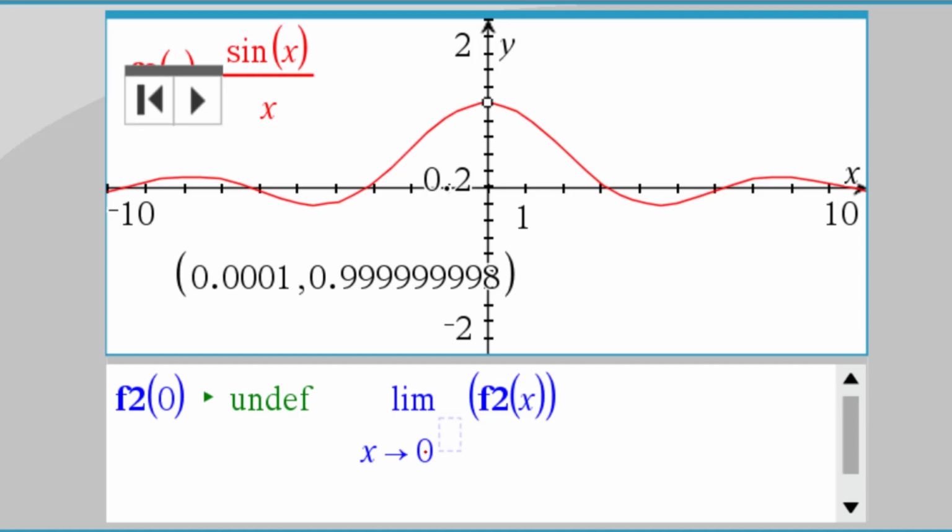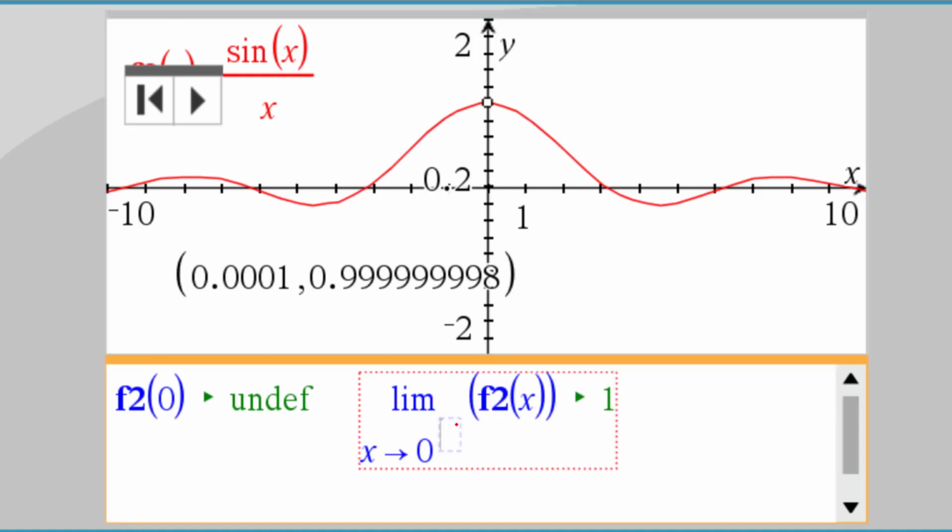So when x approaches 0, the value is 1. Now I can approach it from the right hand side. If I want to approach from the right hand side, I need to put a plus, and you'll see it approaches 1. If I want to approach from the left hand side, negative, and you can see it still approaches 1. So from both sides, when I say x is approaching 0, the limit is 1.